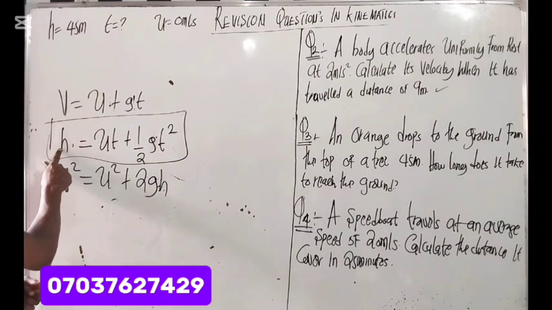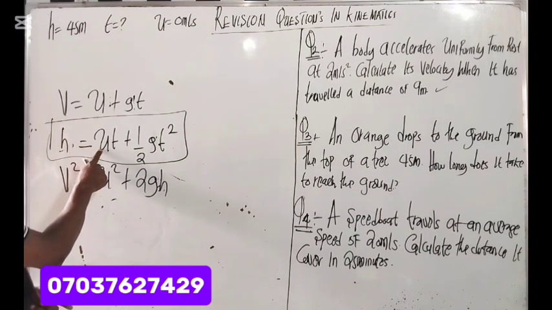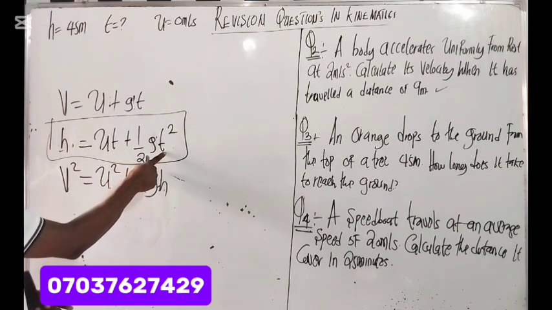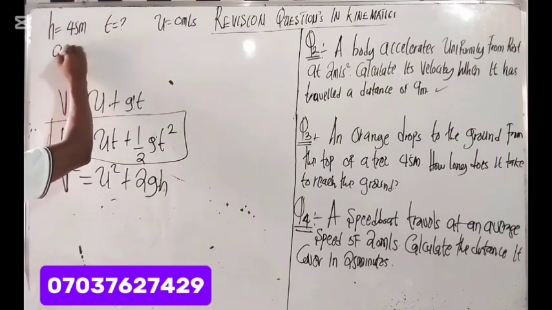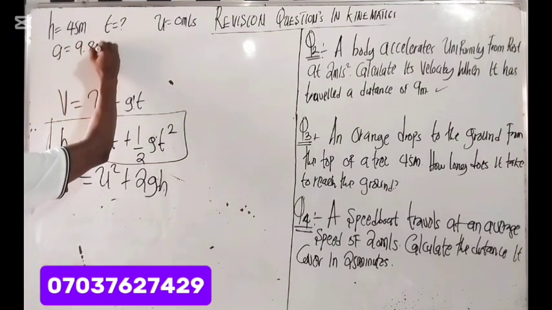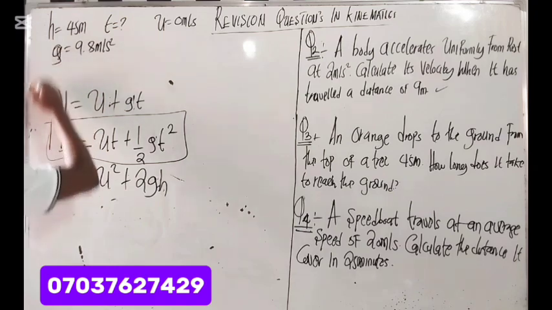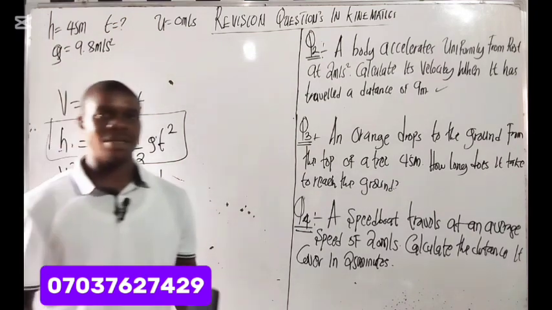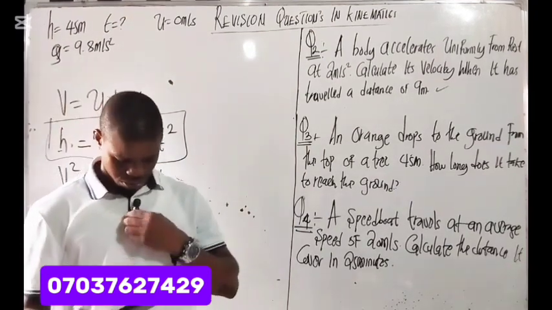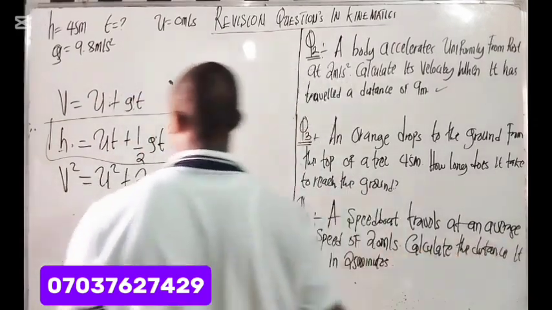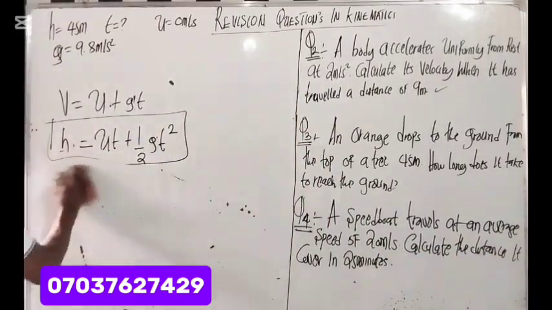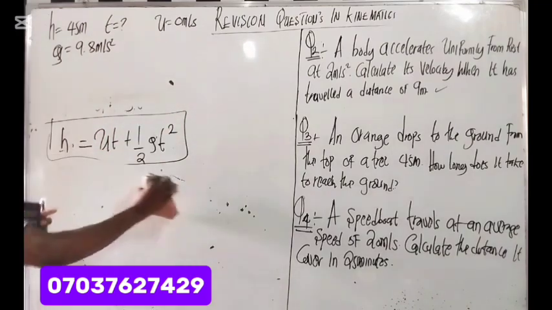Because I know my height, my initial velocity is 0. I can really calculate my t. Now, another thing I want to understand here is that g is equal to 9.8 meters per second squared, or 10 meters per second squared, depending on the one you are using here. So we are using this one here.